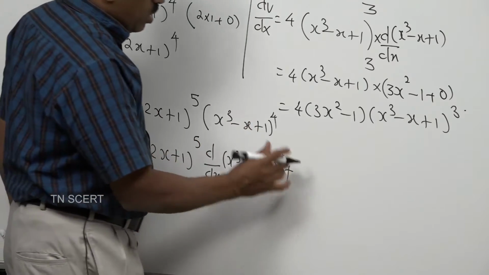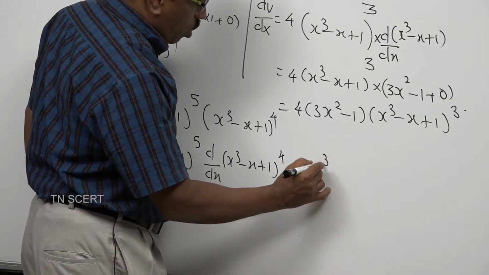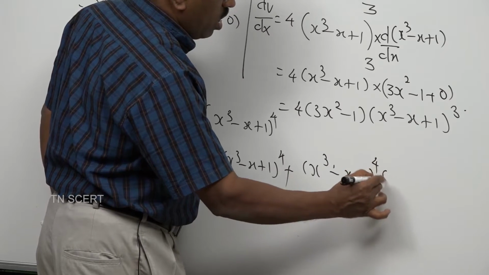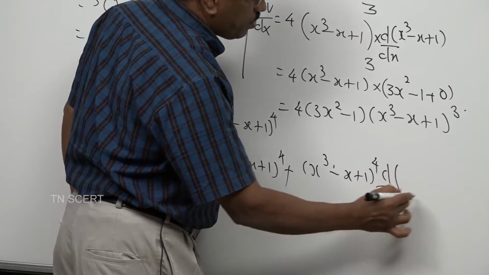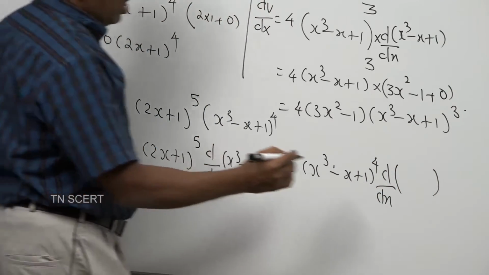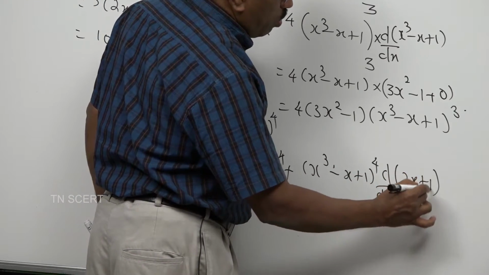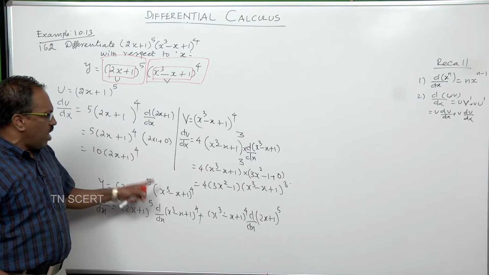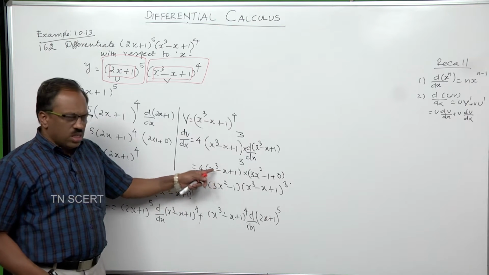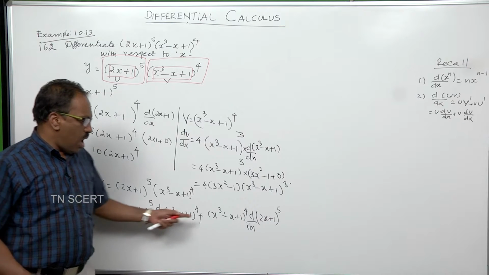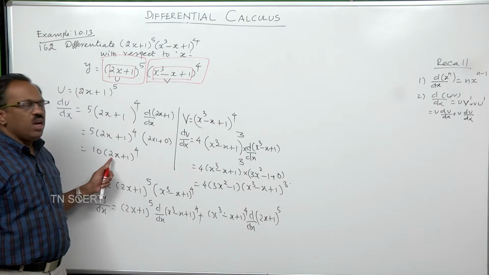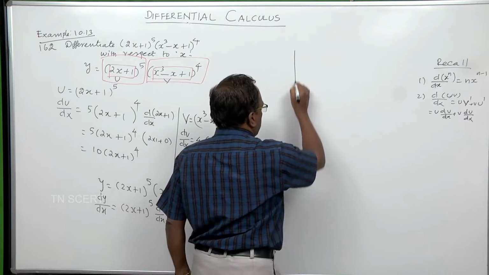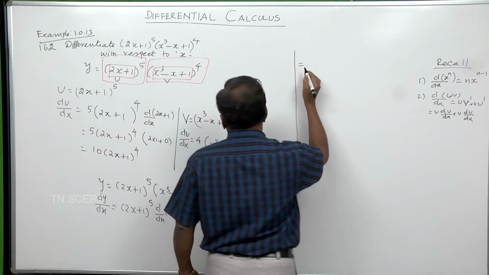Plus, keep this, hold this, x cube minus x plus 1 whole power 4 and the differentiation of 2x plus 1 whole power 5. Remember that. This process I have already done here, you can just substitute, and this part also I have done here, you can just substitute. That's all. With this the problem is over, we got the entire solution here.